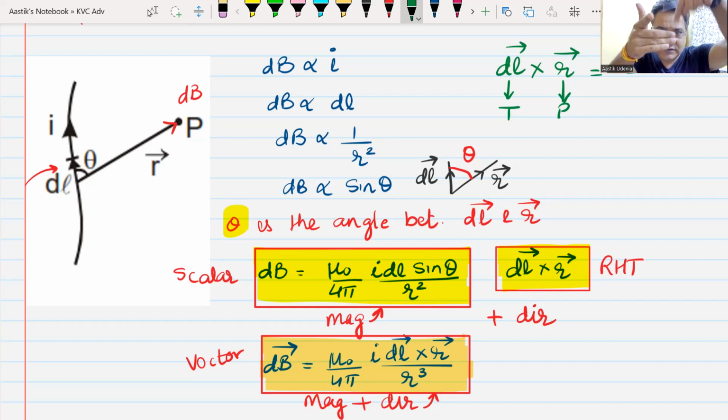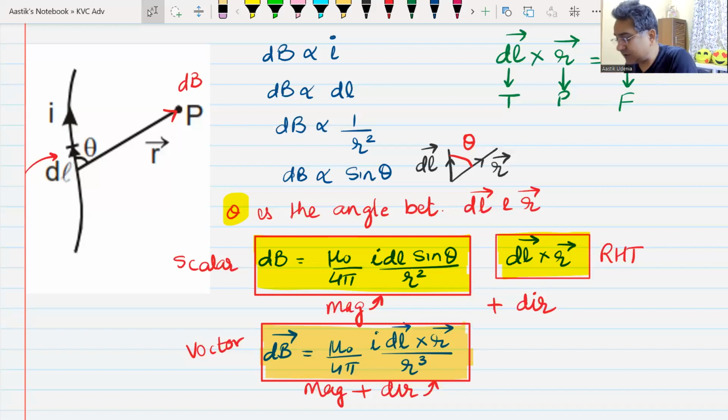The direction of these fingers will give you the direction of magnetic field. That is how you find out the direction of magnetic field using the right hand thumb rule, or right hand palm rule. Do we understand this? Yes. I'll give you 2 minutes to note this down.